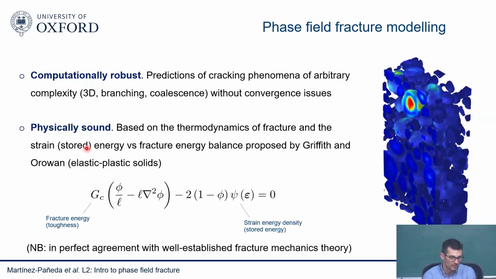And again, it's physically sound. Remember Griffith's fracture mechanics, stored energy versus fracture energy. And of course, this result is not only valid for linear elastic materials. We'll discuss later what happens with elastoplastic. Remember that the toughness doesn't need to be the toughness of glass. It could be the toughness of any other material. And one point that I want to emphasize is this one here. So the method, as you will see later, gives you perfect agreement with well-established fracture mechanics theory.